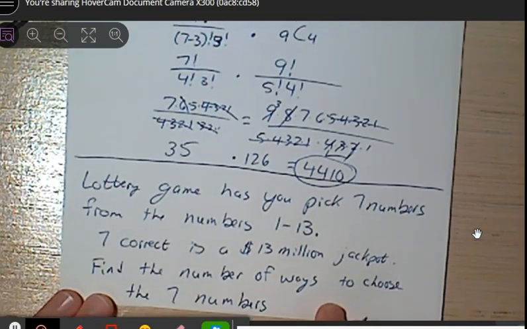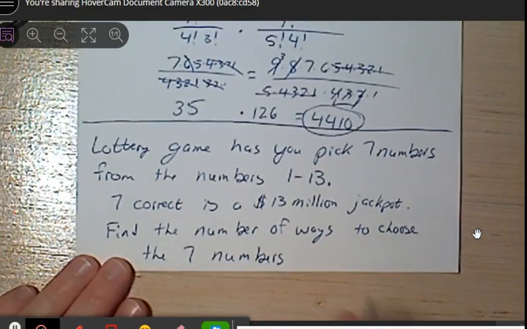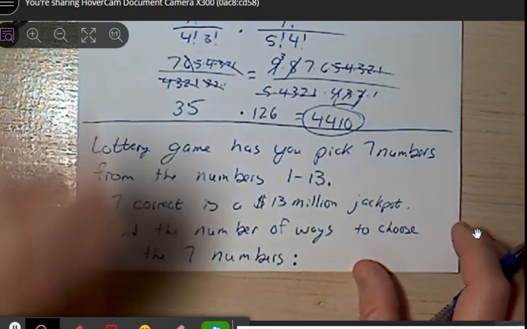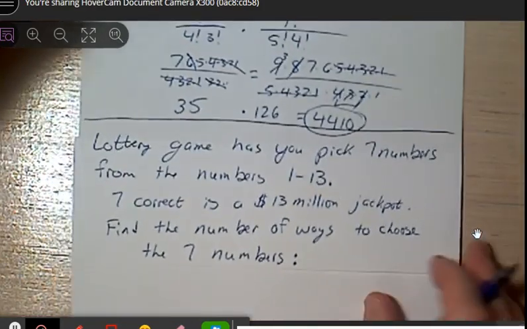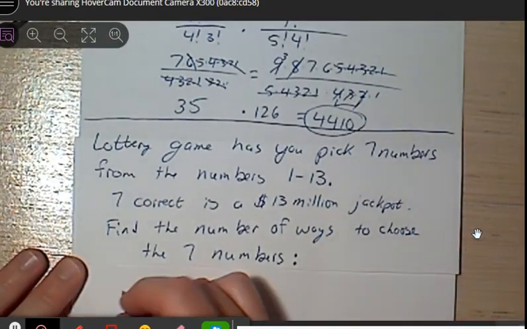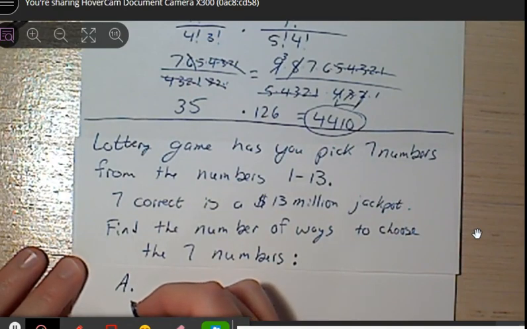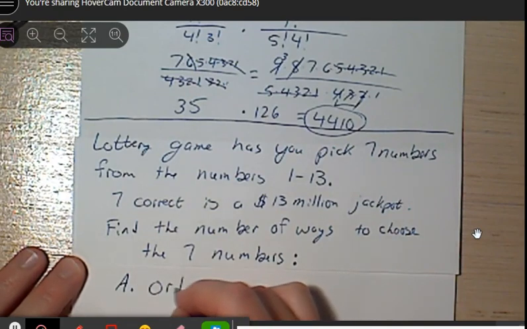Okay, now in this one, they will actually give you a little caveat. So basically, you're picking 7 numbers from the numbers 1 through 13. If you get all 7 correct, there's a $13 million jackpot. So it says find the number of ways to choose the 7 numbers. And so here's where you get to see the 2 options on this one. Where A, the order is not important.